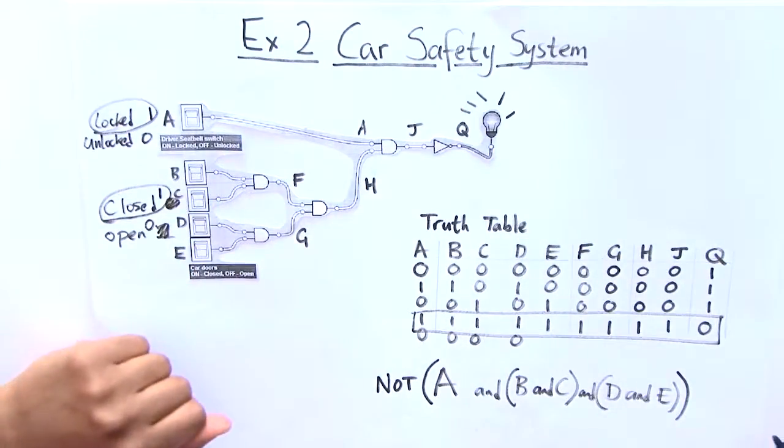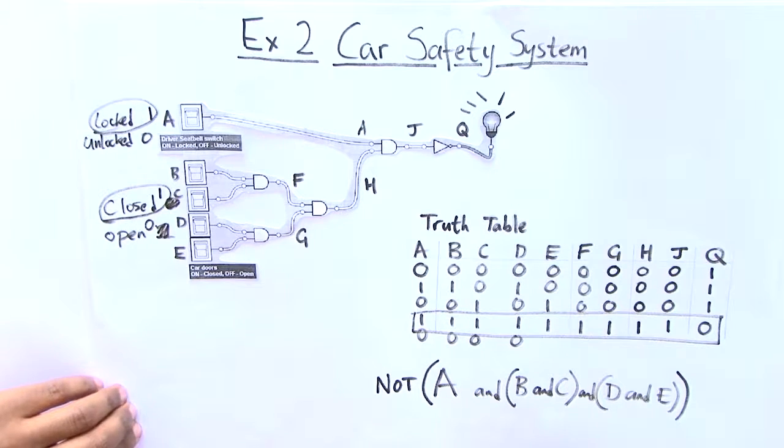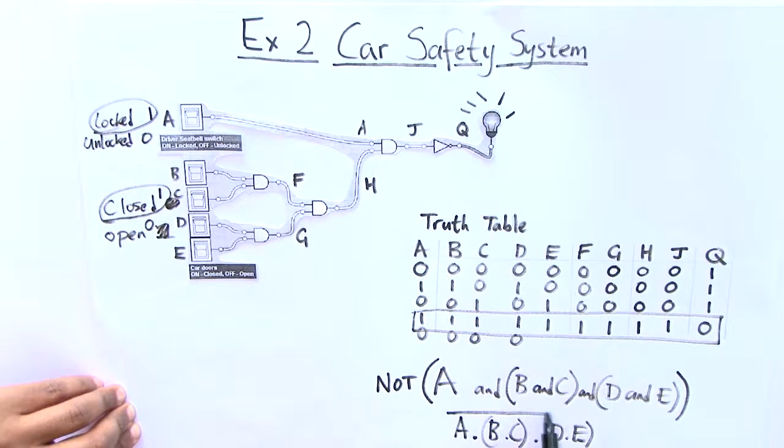And we have A, and all of it then is turned into a not, where it's all inverted at that point there. So if I were to represent it differently as a formula, it would be A and B and C, bracket, and D and E, bracket, and then I can put the line across, which will be the not for all of it. And that is the car safety system completed.